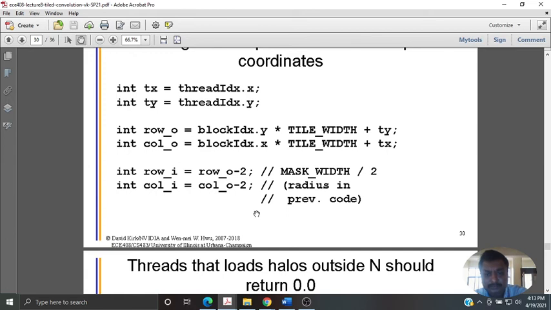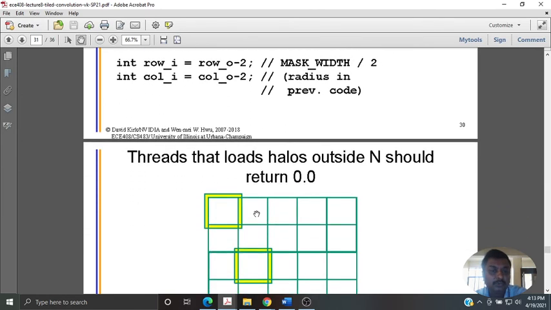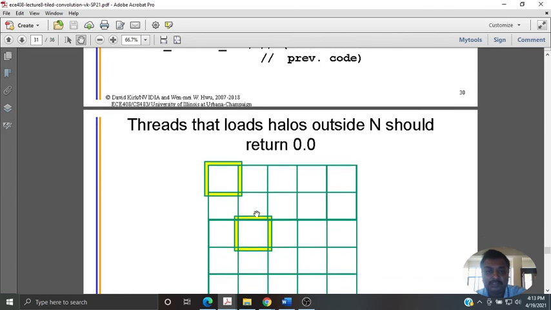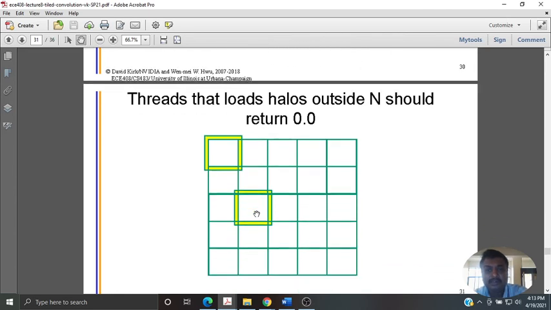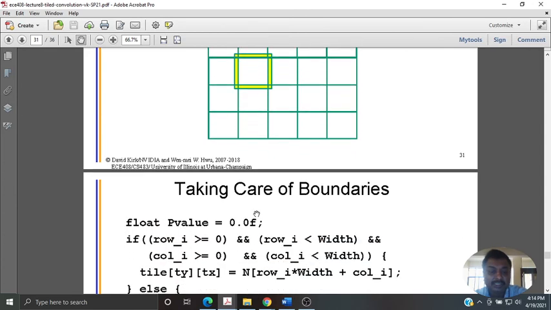Okay, because you have to align it. He's going for a radius for that matter. 2 is a radius, and hence 2 on both sides makes 4 elements. Outside the chain it should return 0, or you are making them return ghost values.